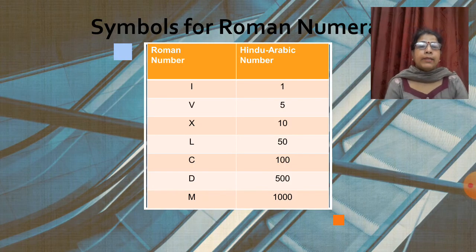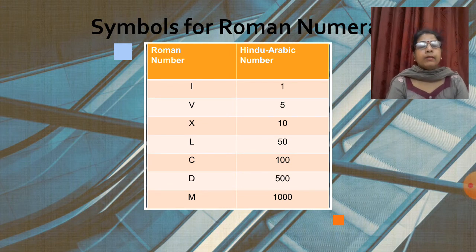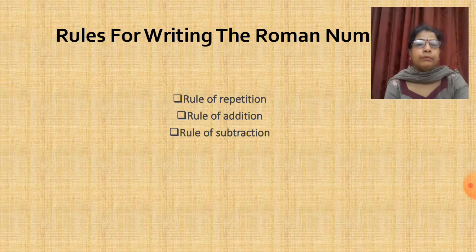Now there are 7 symbols for representing Roman numerals: I, V, X, L, C, D, M. The value of these symbols in Hindu Arabic numbers is: the value of I is 1, V is 5, X is 10, L is 50, C is 100, D is 500 and M is 1000. We have to learn all these symbols with their values.